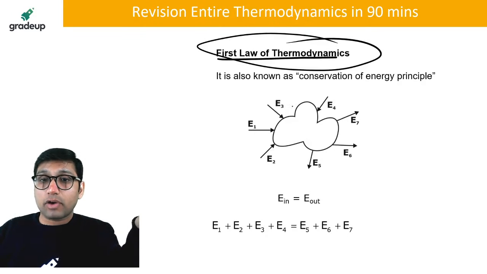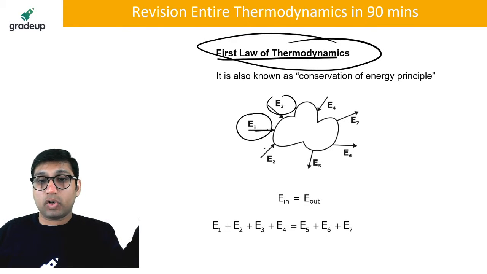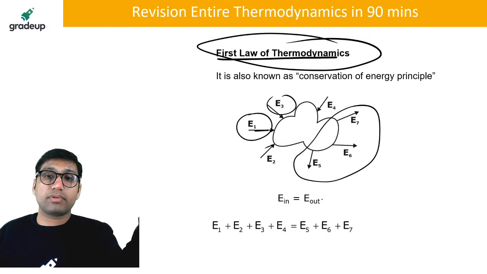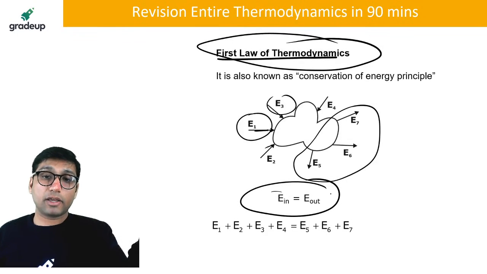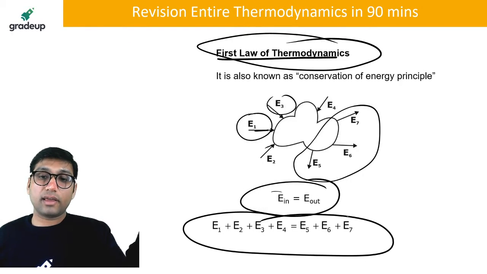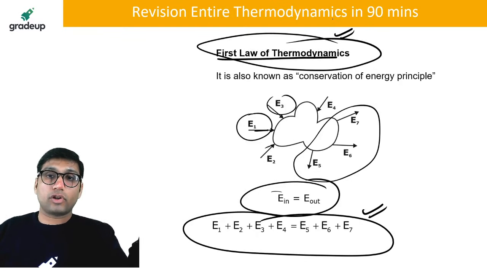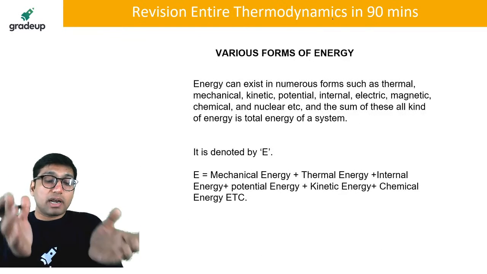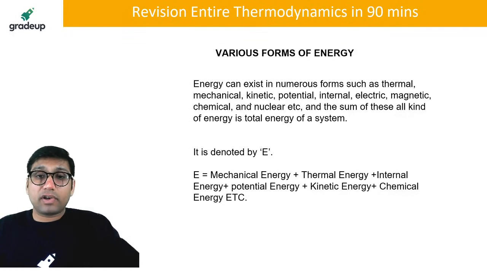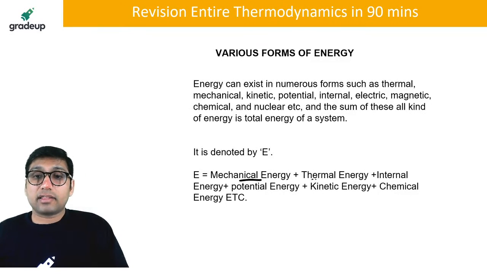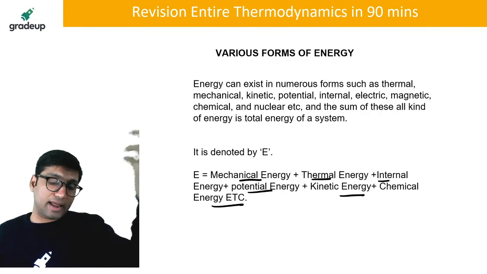Let us say there are different types of energy acting on the system. So these are the energies 1, 2, 3, 4. They are coming into the system and these energies are going out of the system. So according to the energy conservation principle, the total energy coming in is equal to the energy going out. This is the energy conservation principle which is based on the first law of thermodynamics. But when we study the first law of thermodynamics, we study different types of energy. The different types of energies are basically mechanical energy, thermal energy, internal energy, potential energy, kinetic energy, chemical energy, etc.